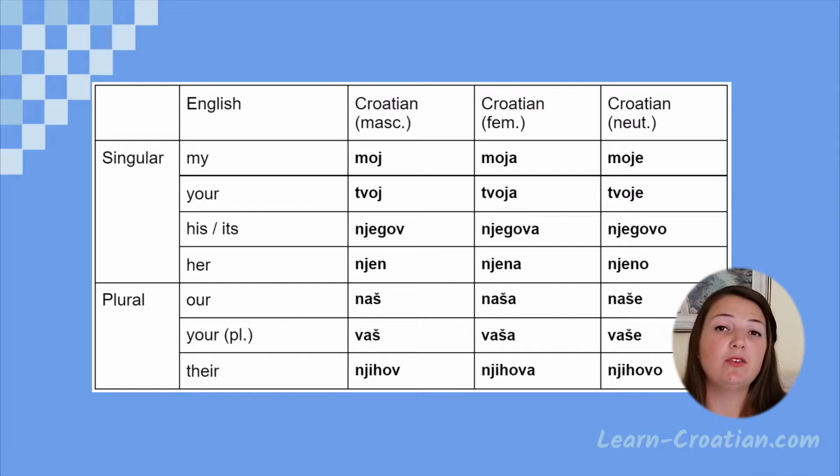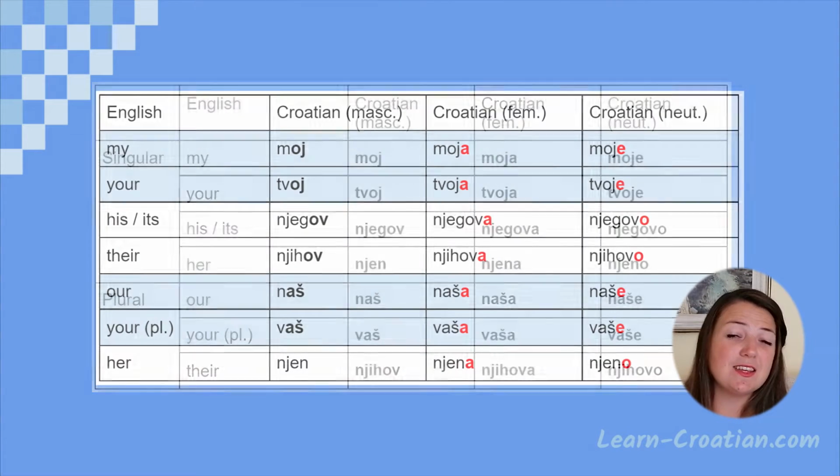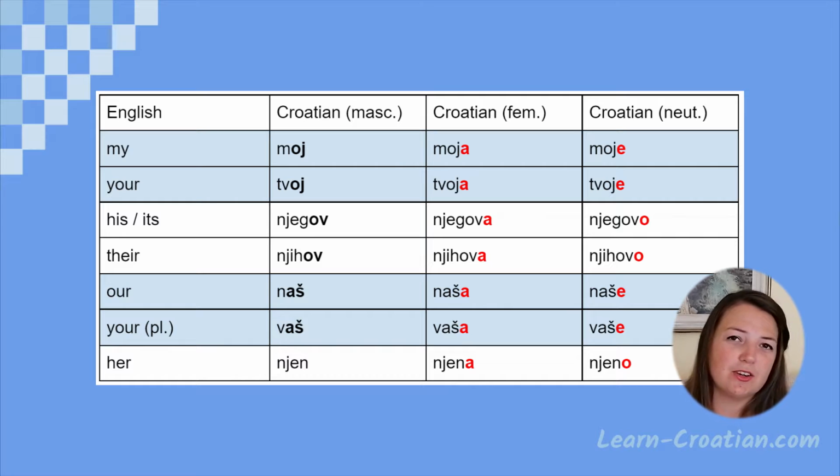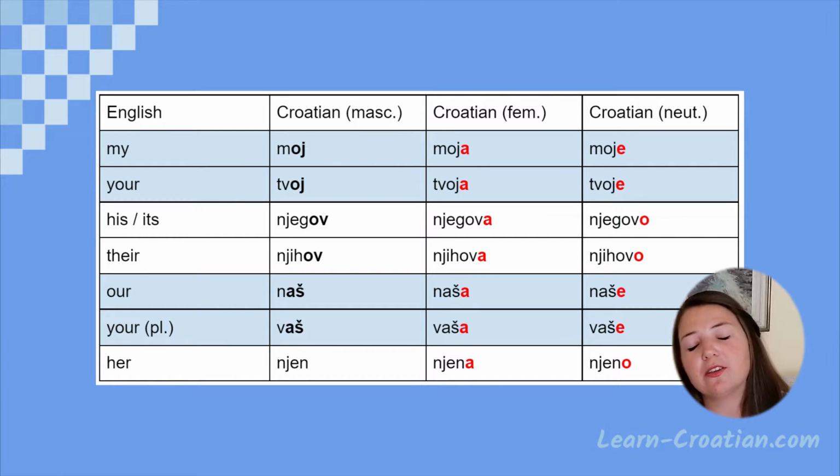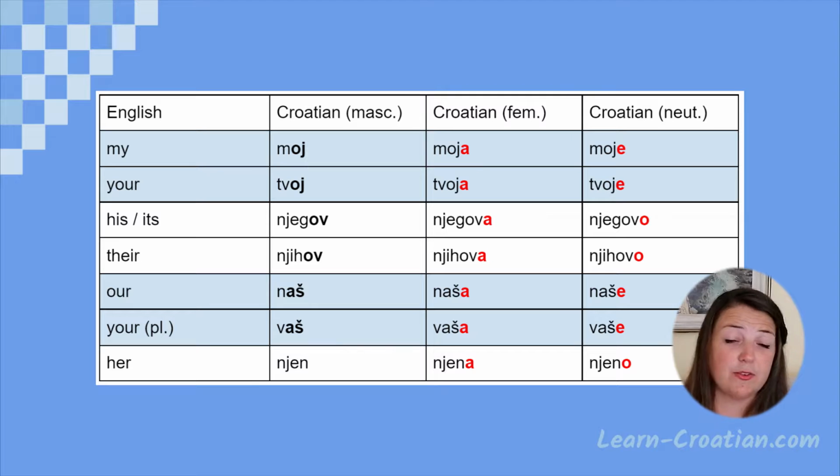Now, you could have noticed that there are pronouns which have similar endings. So in this next table, I have grouped them together, and this is how we are going to learn them in our next videos. As you can see, moj and tvoj, my and your, are very similar. The root of the word is different, but the ending is the same.